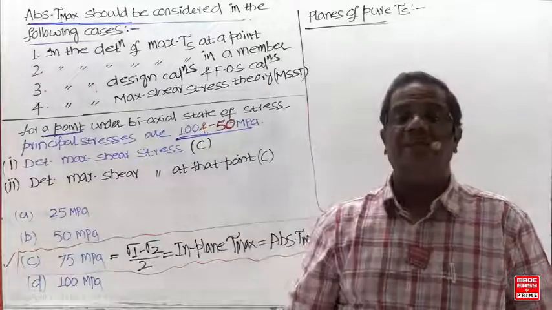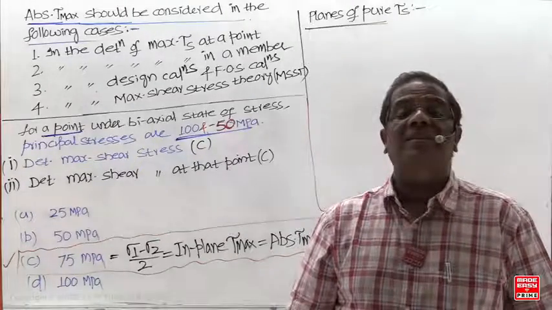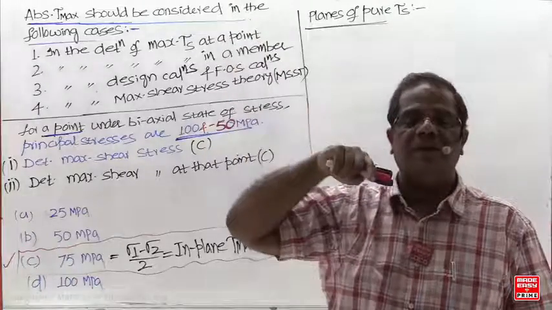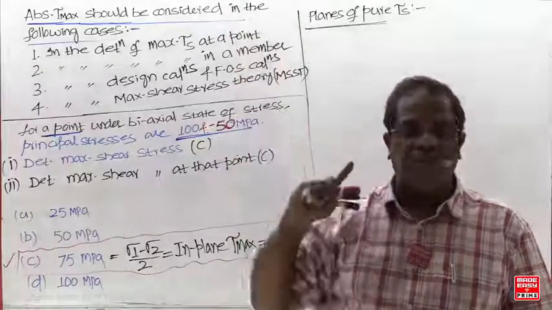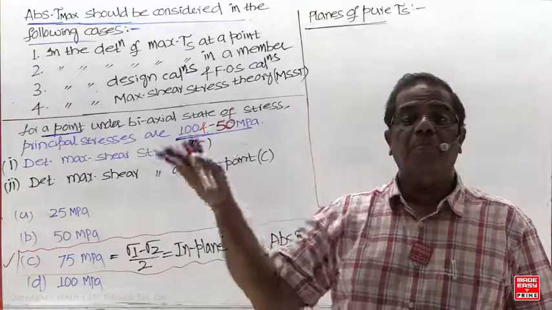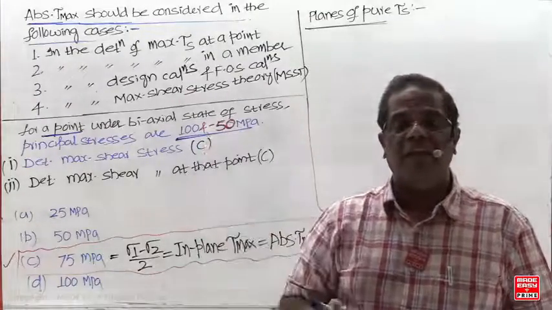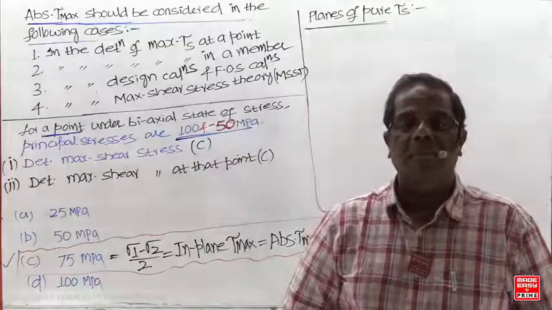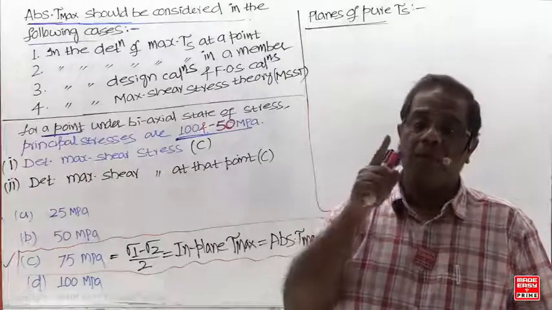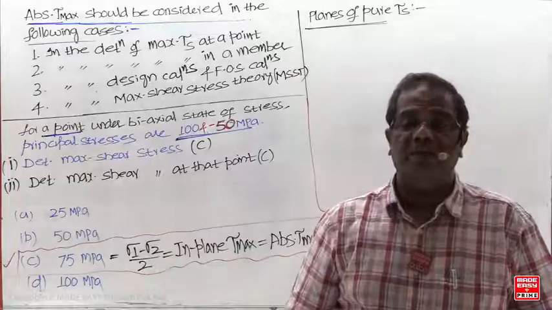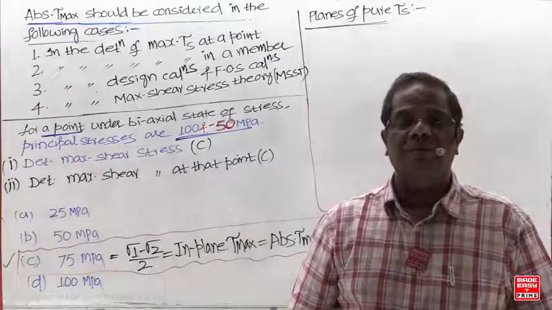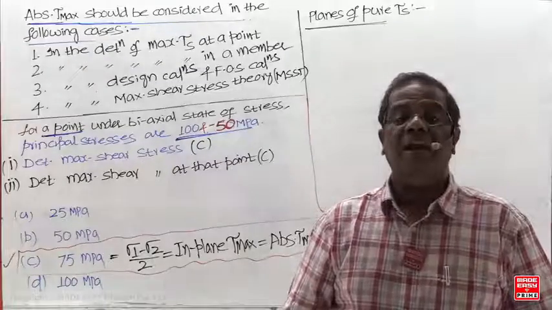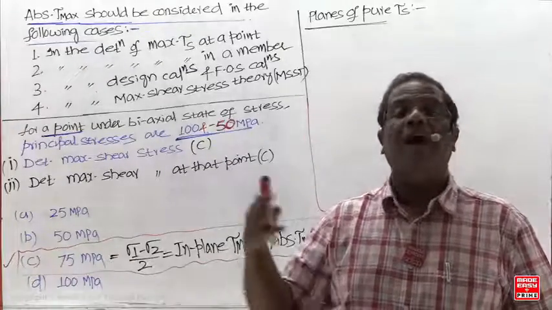Planes of pure shear will exist only when sigma 1 and sigma 2 are unlike in nature. If sigma 1 is 100 and sigma 2 is 50, all the planes have normal stress between 100 and 50, so planes of zero normal stress will not exist. What is the other name for planes of pure shear stress? Planes of zero normal stress. So if the normal stress should become zero, the principal stresses should be unlike in nature. So these planes may or may not exist.